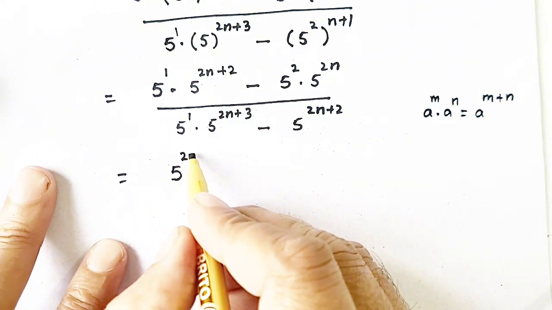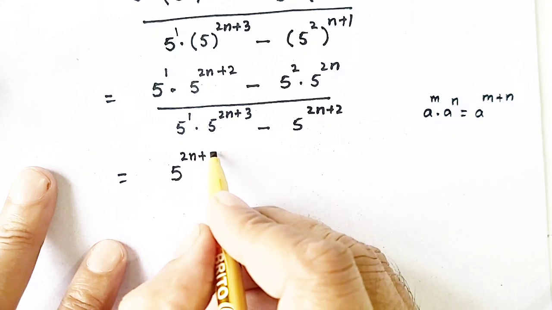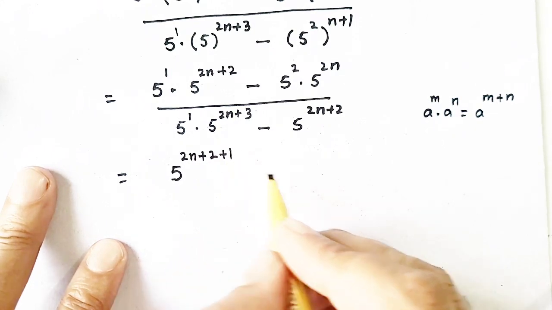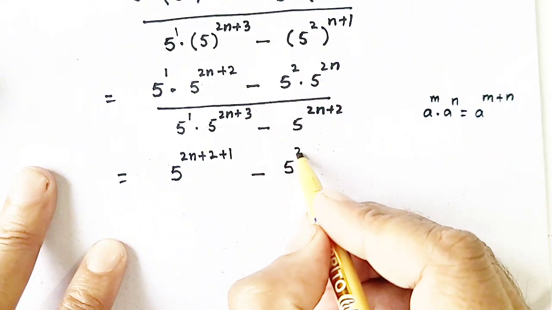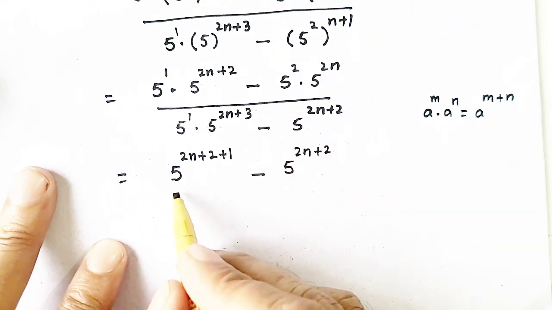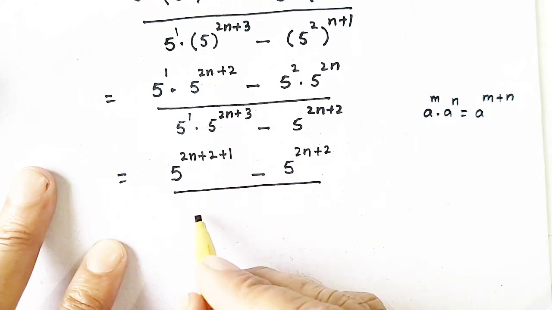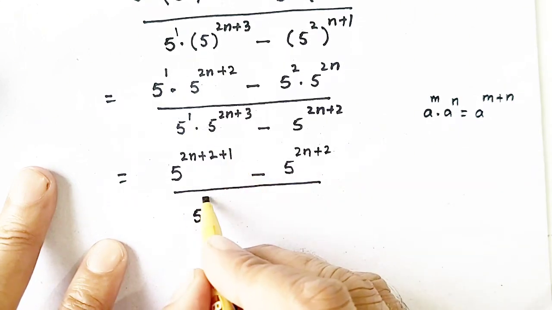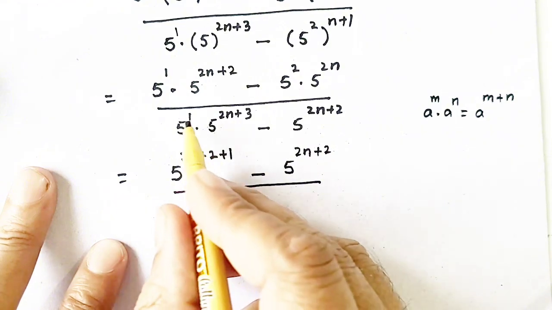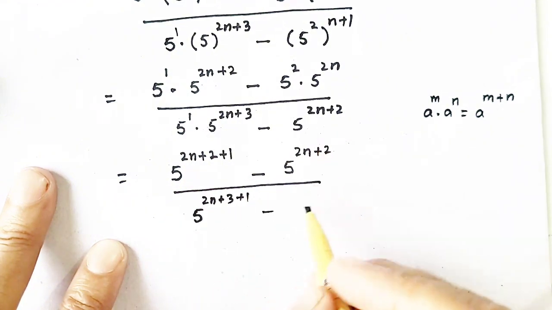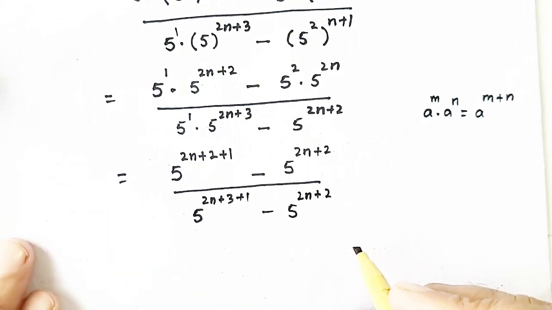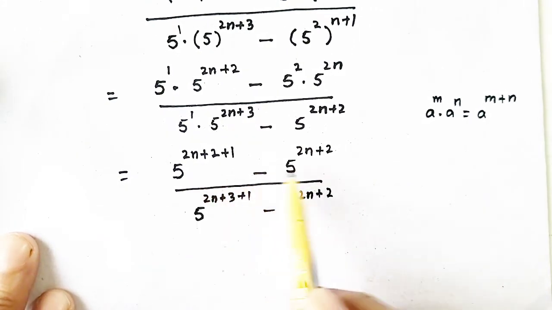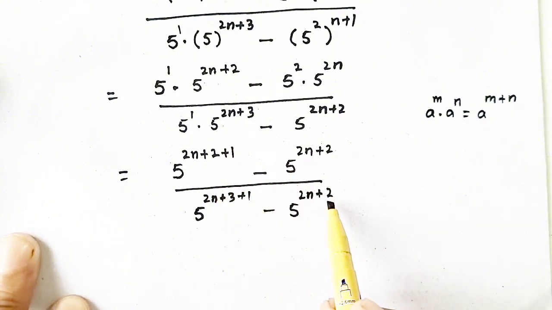5 raised to 2n plus 2 plus 1 minus 5 raised to 2n plus 2. And similarly, in the denominator, we will have 5's power 2n plus 3 plus 1 minus 5 to the power 2n plus 2. If you see here, we have four 5's: 1, 2, 3, 4. And the least power is 2n plus 1.